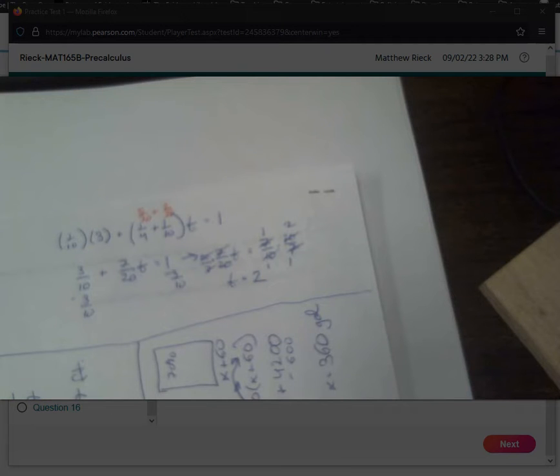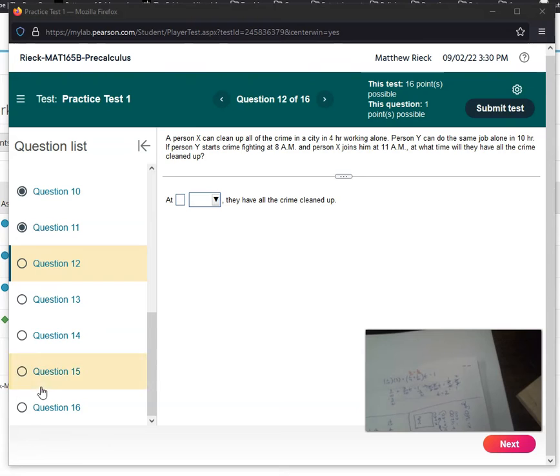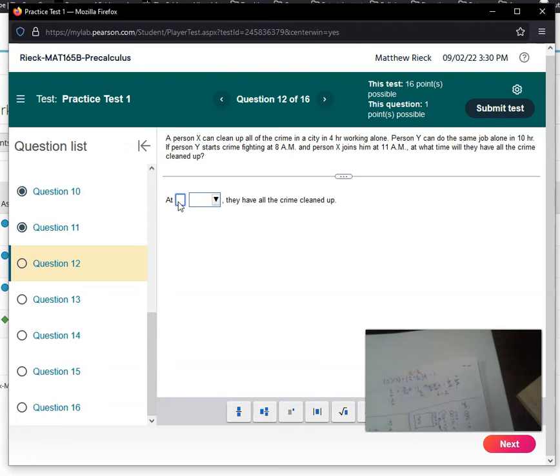The second question is, does it actually answer what the original problem is asking? So the original question is asking, at what time will they have all the crime cleaned up? So again, my t represents the amount of time they spend working together. So if they start working together at 11 a.m. and they spend 2 hours, that means that they will be done by 1 p.m. Because you have 11, then you have noon, and then 1.